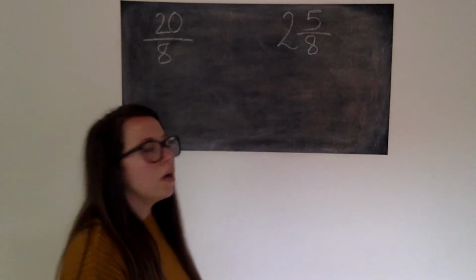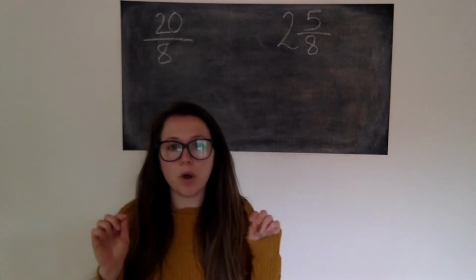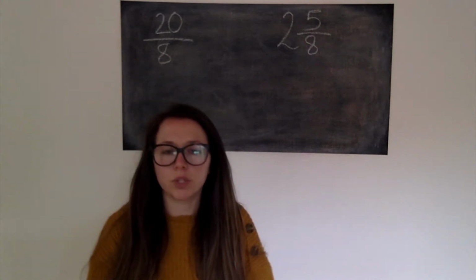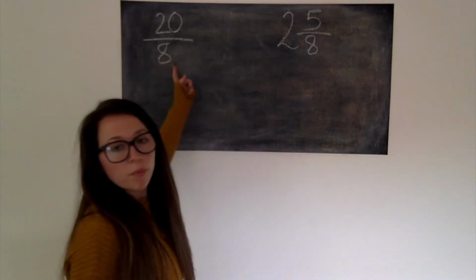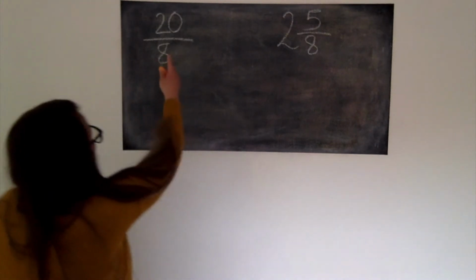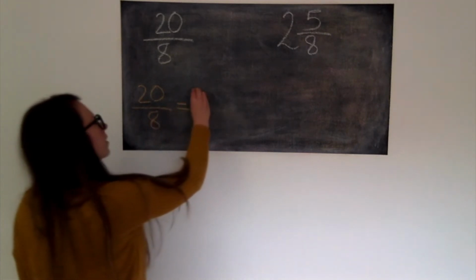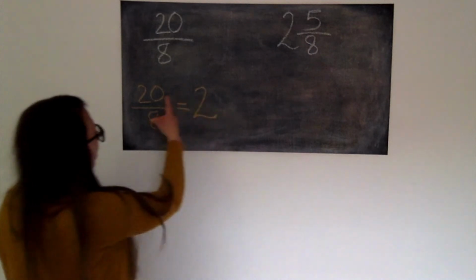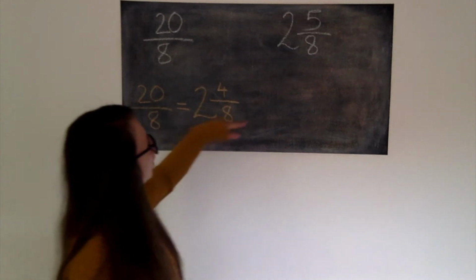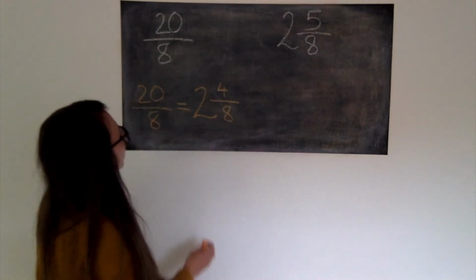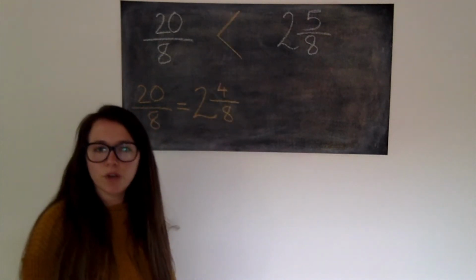So your two fractions are 20/8 and 2 2/5. Remember, your first step is to make sure they're both the same type of fraction, but it doesn't matter which one you choose. Okay, again, I'm going to decide to turn my improper fraction into a mixed number. So 20/8, how many whole groups of 8 can I get? I can get 2 whole groups of 8, which is 16, and then I've got 4/8 left over. So now I can compare my 2 4/8 and 2 2/5. I know that the wholes are the same, 5/8 is bigger than 4/8. And so that's the answer you should have got.